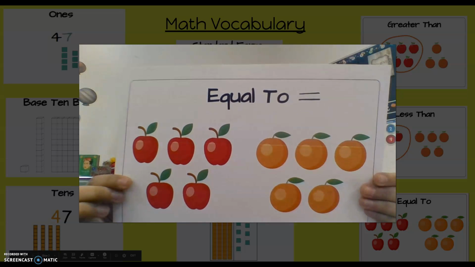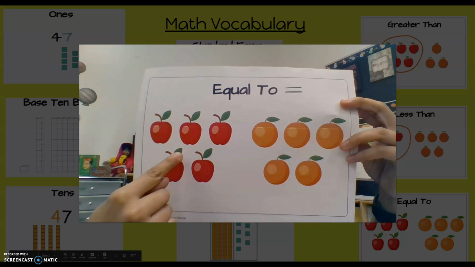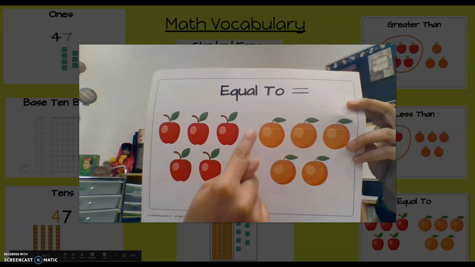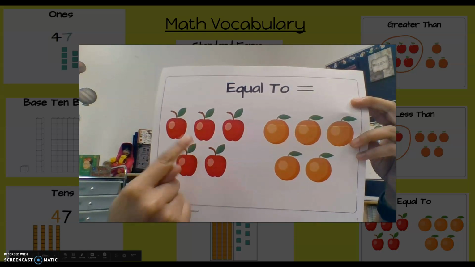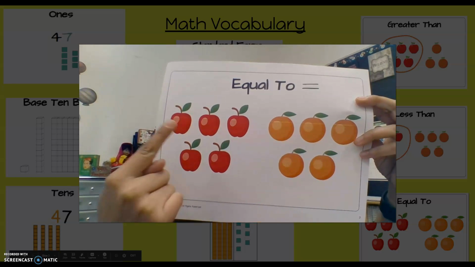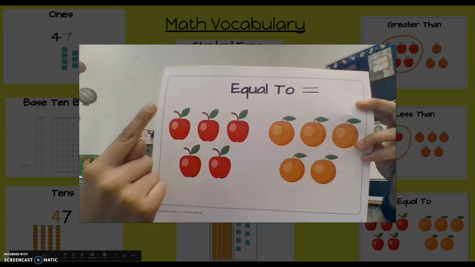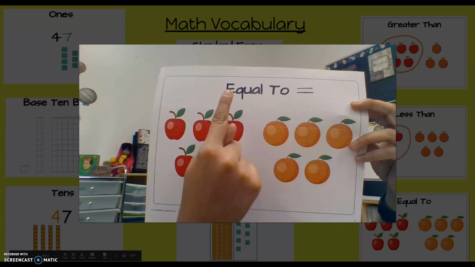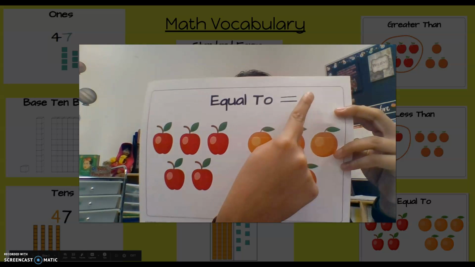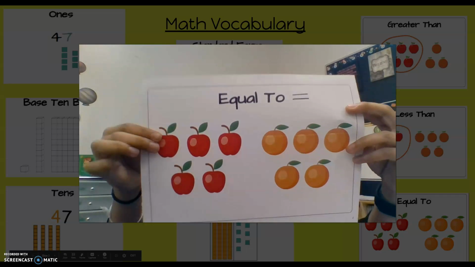Next we have equal to. Equal to means that both have the same amount. So we have 1, 2, 3, 4, 5 apples and 1, 2, 3, 4, 5 oranges. So we have the same amount of apples and oranges, 5 and 5. So the amount of apples is equal to the amount of oranges, which means the same. And this is the symbol for equal to, the equal sign, like this.